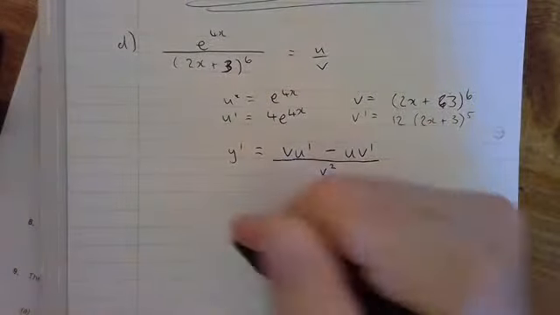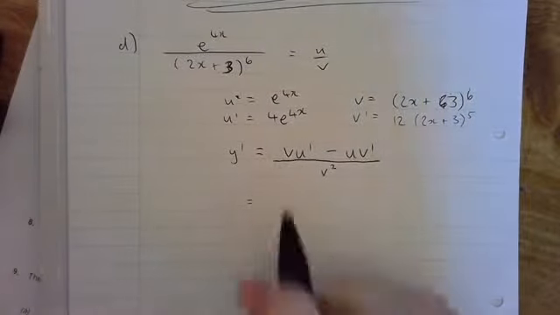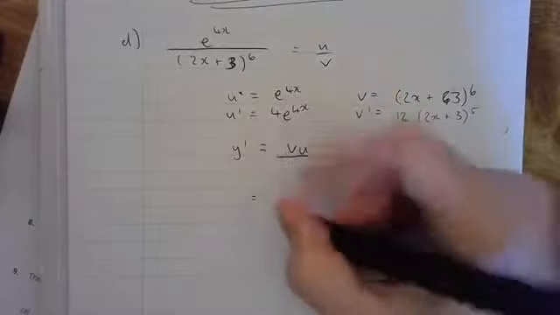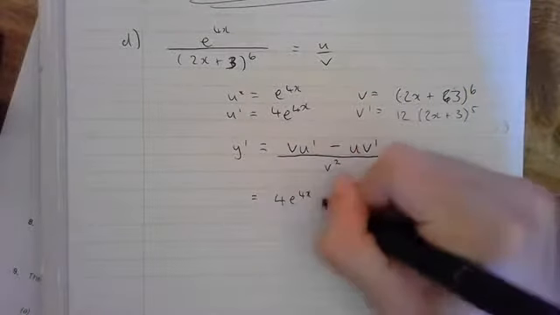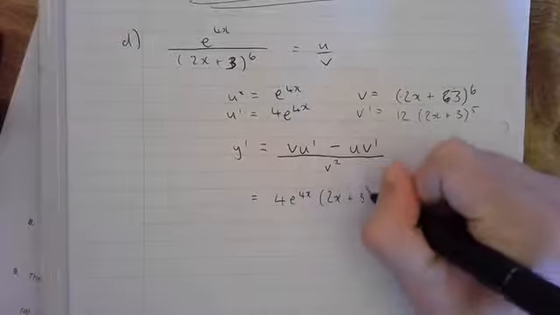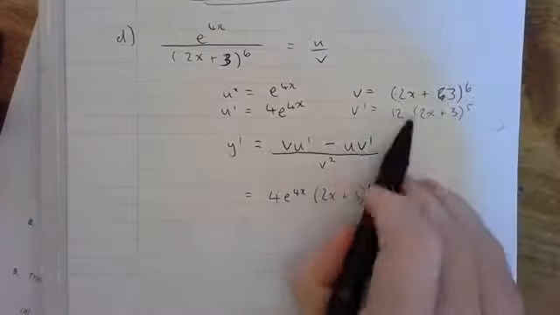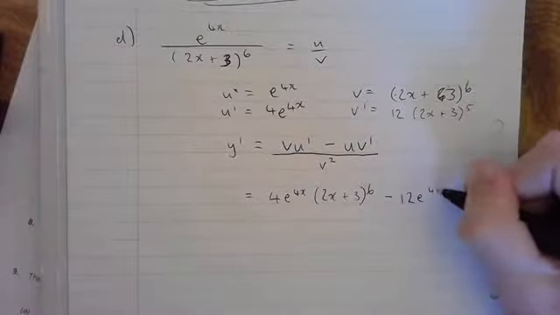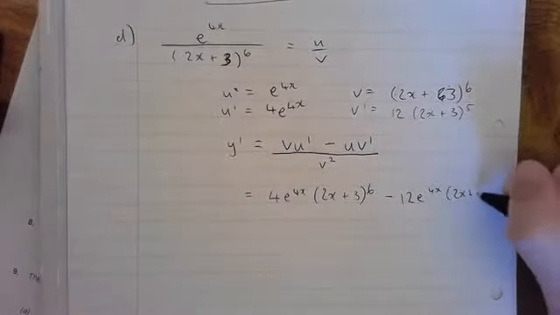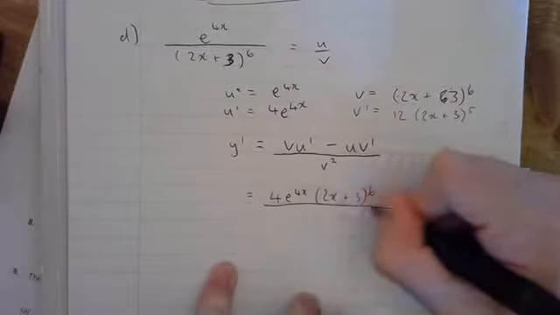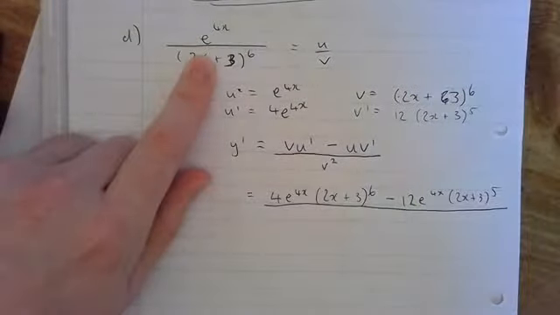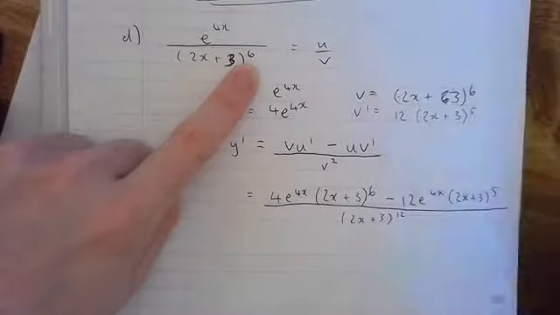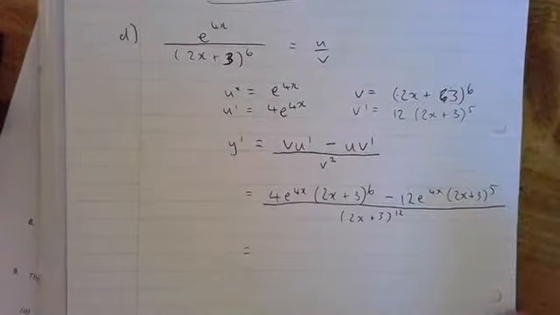Okay? So, from here, what have we got? We've got v u dash, so that's this diagonal here, so that's going to be 4e to the 4x, and then 2x plus 3 to the power 6, take away, and it's going to be this one times together, so it's going to be 12 times e to the 4x, and then 2x plus 3 to the power of 5, all over this bracket here, but then squared, so that's going to change to a power of 12. Okay? Now, as I said before, we must cancel out.